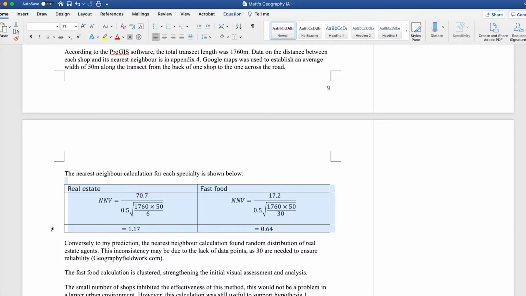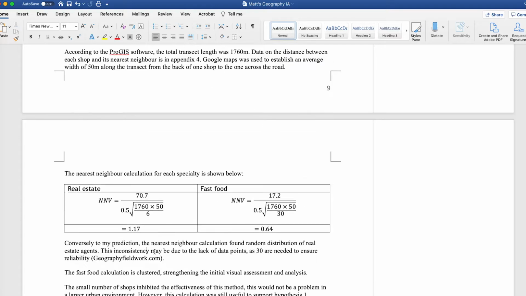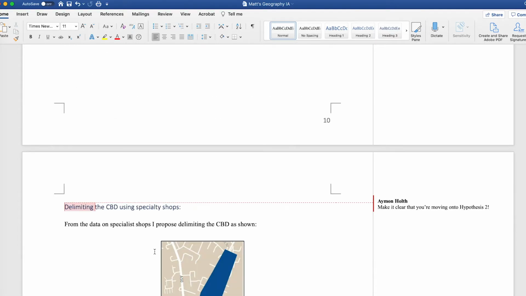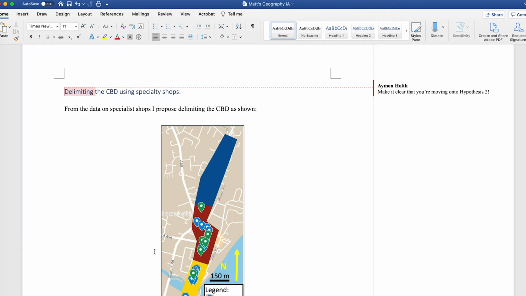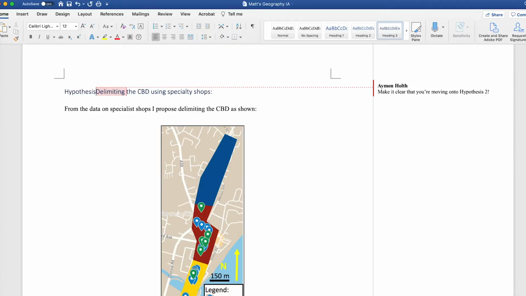So I like here how he's doing some statistical calculations as much as he can, because of course his IA is not as statistical as what mine was. So now we move on to hypothesis 2, but this actually wasn't very clear to me. I didn't realize we'd moved on. I just thought it was a subtopic of the overarching question. So what I would do is make it very explicit here. Say hypothesis 2, determining the CBD using specialty shops. Just small things, but makes it real easy for the marker to know where you're going.